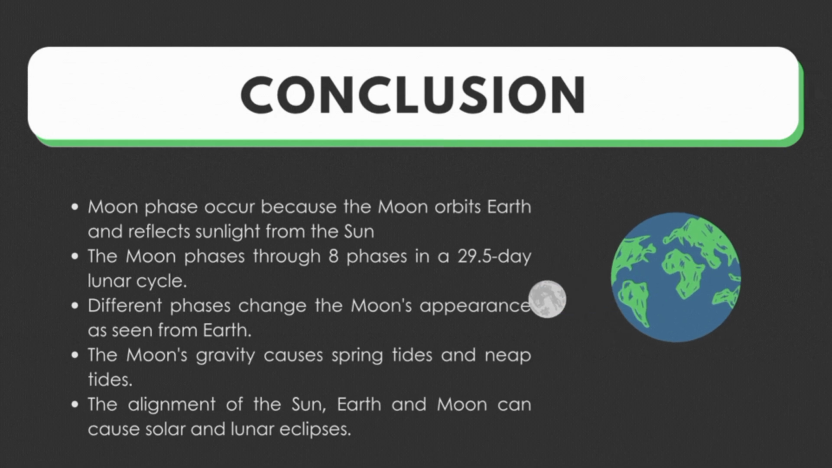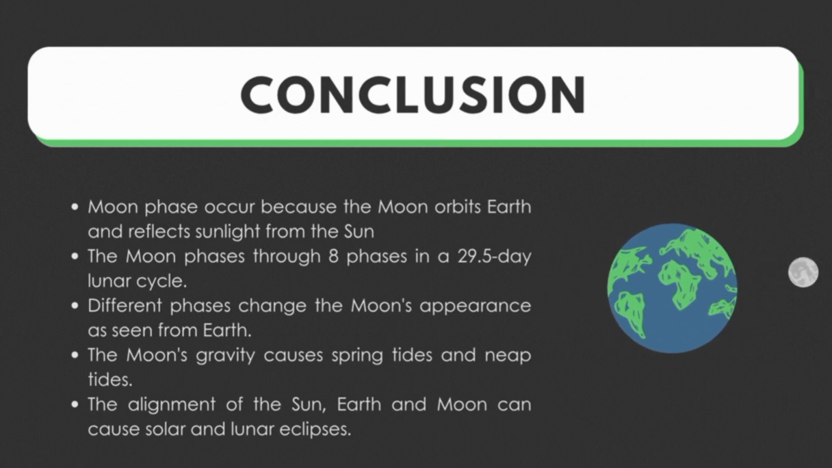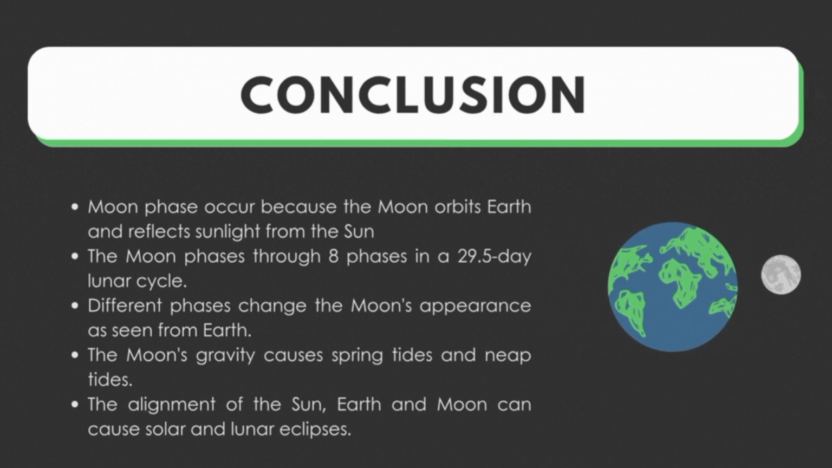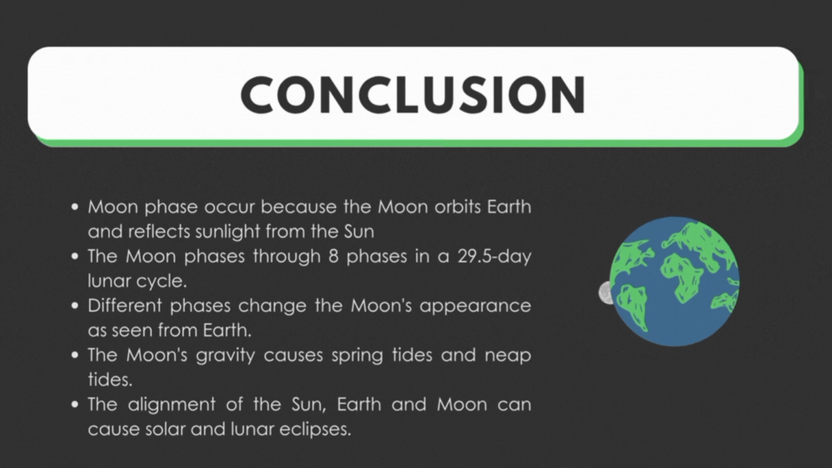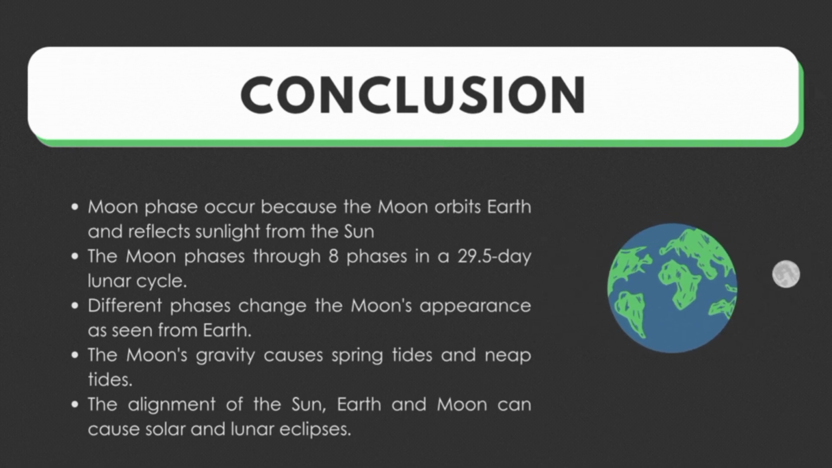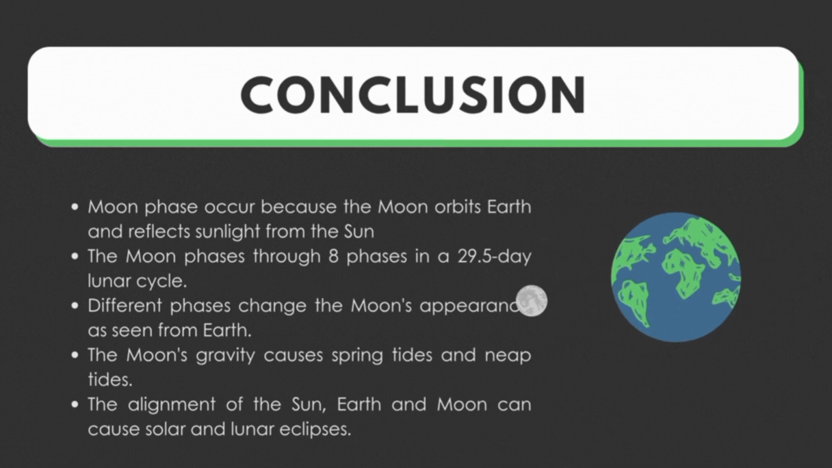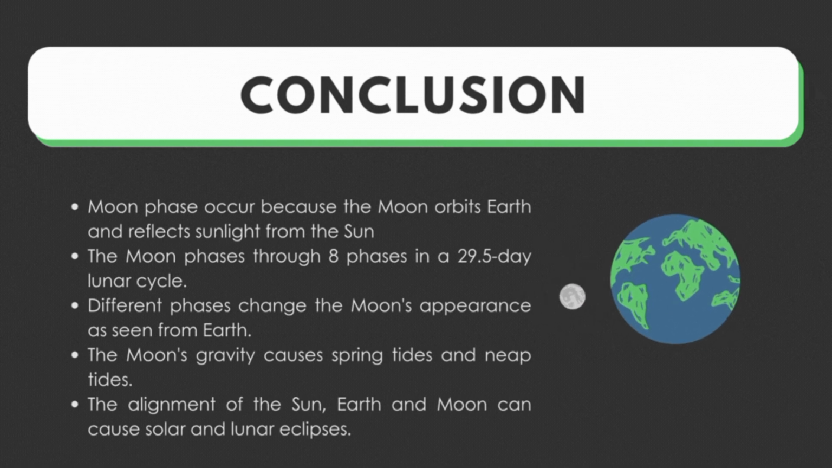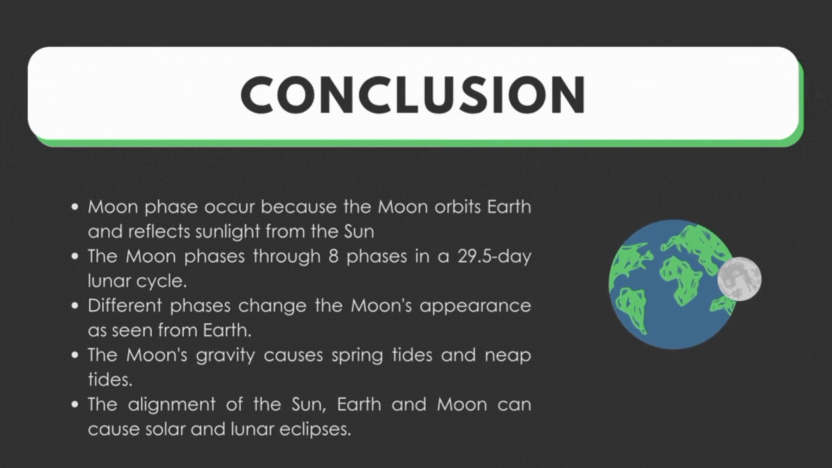In conclusion, moon phases occur because the moon orbits the Earth and reflects sunlight from the sun. The moon goes through 8 phases in a complete lunar cycle that takes about 29.5 days. These phases change the appearance of the moon as seen from Earth. In addition, the moon affects our planet by causing spring tides and neap tides through its gravitational pull. The alignment of the sun, Earth, and moon can also result in solar eclipse and lunar eclipse. Overall, studying moon phases helps us understand the relationship between the sun, Earth, and moon as well as their effects on Earth.